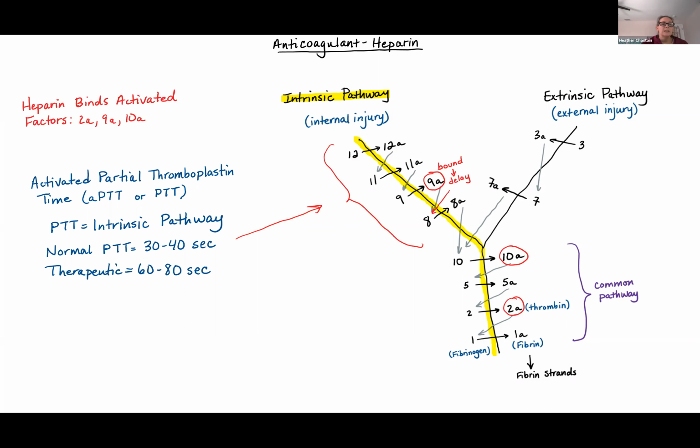So just like with warfarin, the more warfarin we used, the fewer factors that were produced. With heparin, the more heparin we use, the more binding that happens. So it's also dose dependent as well. So the more we use, the more it's going to affect the coagulation cascade. Okay.